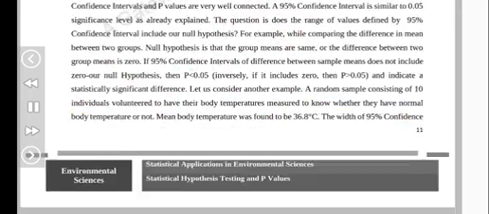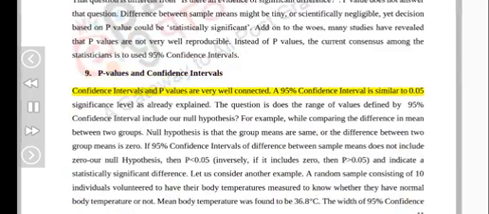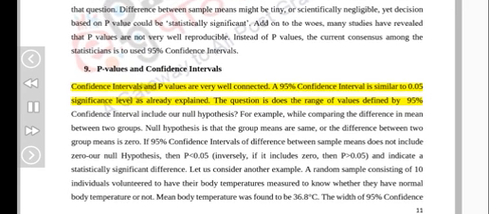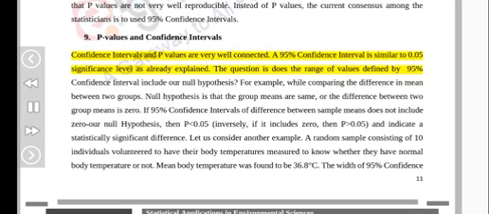Nine, p-values and confidence intervals. Confidence intervals and p-values are very well connected. A 95% confidence interval is similar to the 0.05 significance level, as already explained. The question is, does the range of values defined by the 95% confidence interval include our null hypothesis?